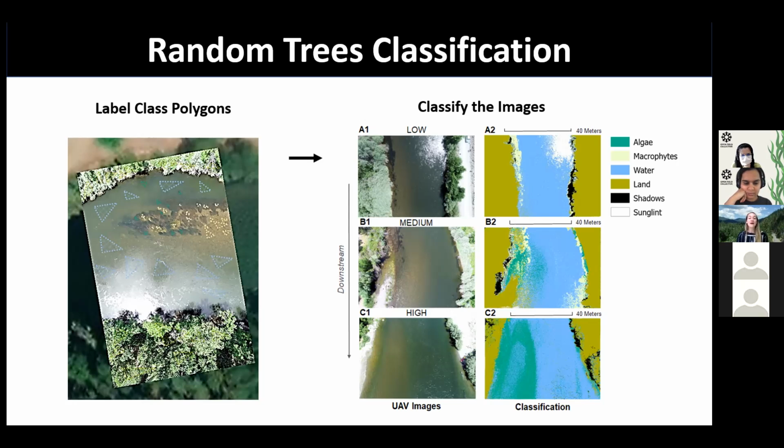And this is moving downstream. So you can really see how the river is widening as you move towards the Pacific Ocean. And it's also transitioning from aquatic plants upstream towards more algae downstream.